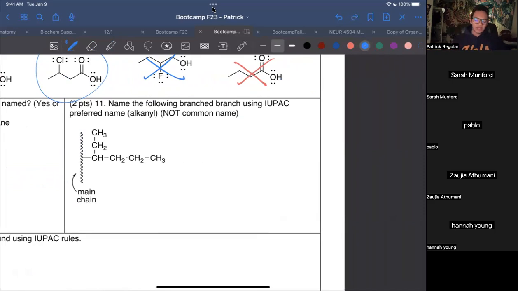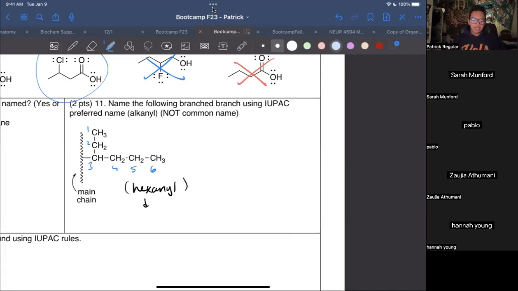So let's identify the longest carbon chain. 1, 2, 3. We can go further. 4, 5, 6. That accounts for all the carbons. We don't have another branch. So we would know that it's a hexanyl. Now we just have to identify which carbon on that hexanyl is attached. It would be the 3rd one.